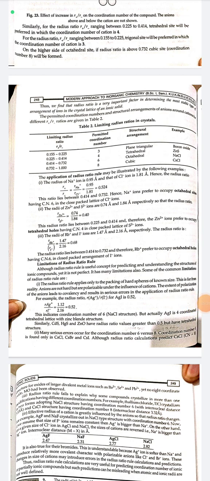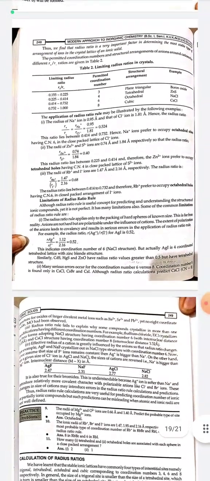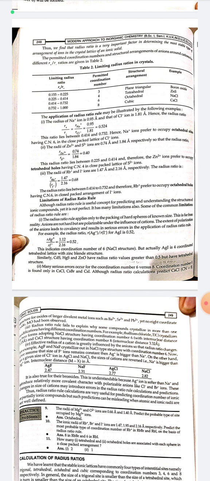Limitation of the radius ratio rule. The radius ratio rule applies only to packing of hard spheres of a fixed size. This is far from reality. Anions are not hard but are polarized under the influence of the cation. The extent of polarization of an ion leads to covalence and results in serious error in the application of the radius ratio rule. For example, the radius ratio indicates a coordination number of 6 for AgI, but actually it is 4, tetrahedral, the zinc blende structure.